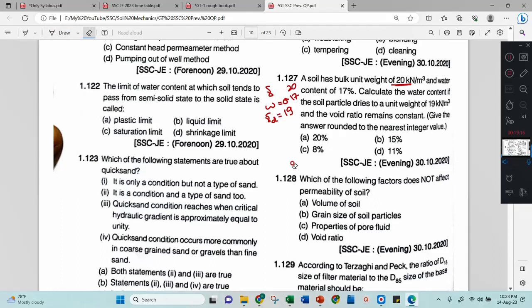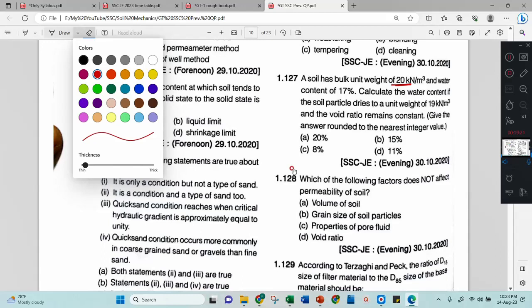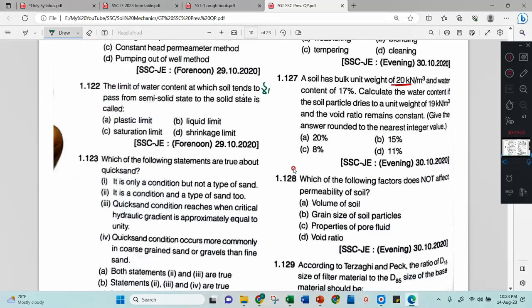Any idea? Two conditions are there here. When the bulk unit weight is 20, the water content is 17%. Later, the soil dries to a unit weight of 19 and void ratio remains constant. Then what is the water content?